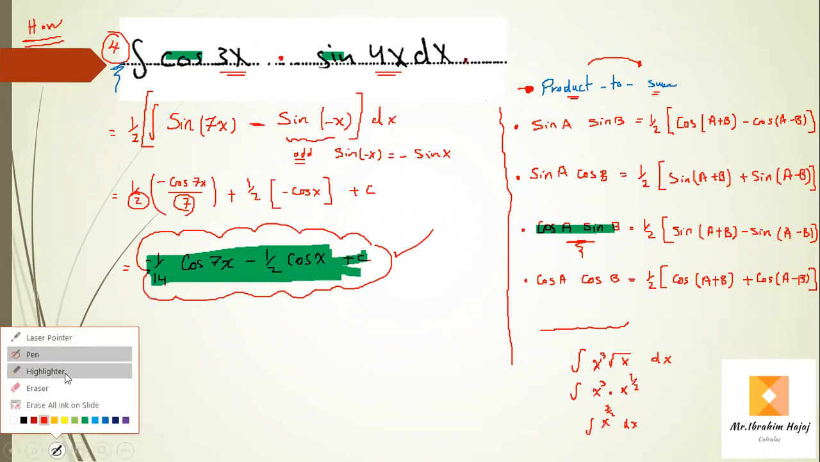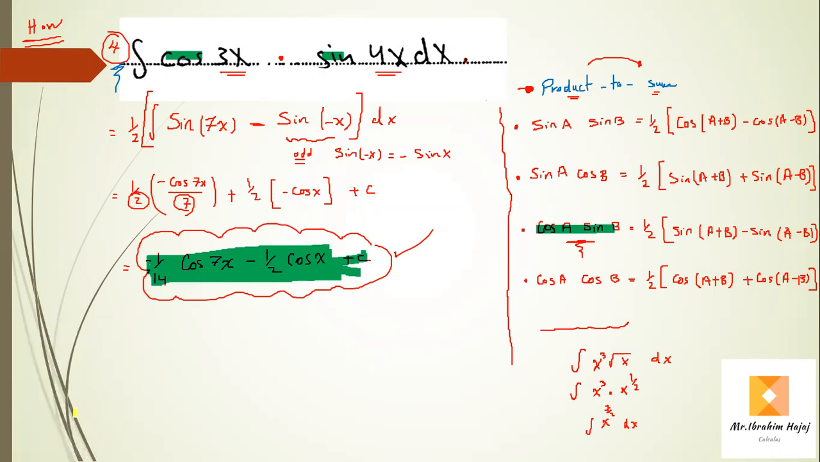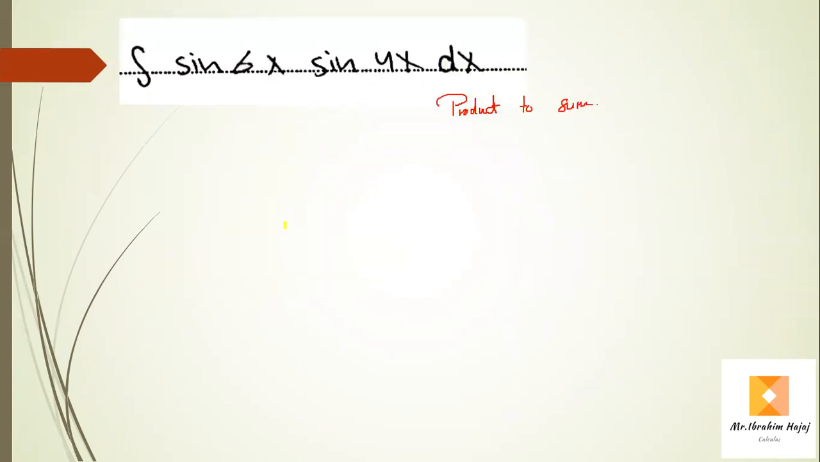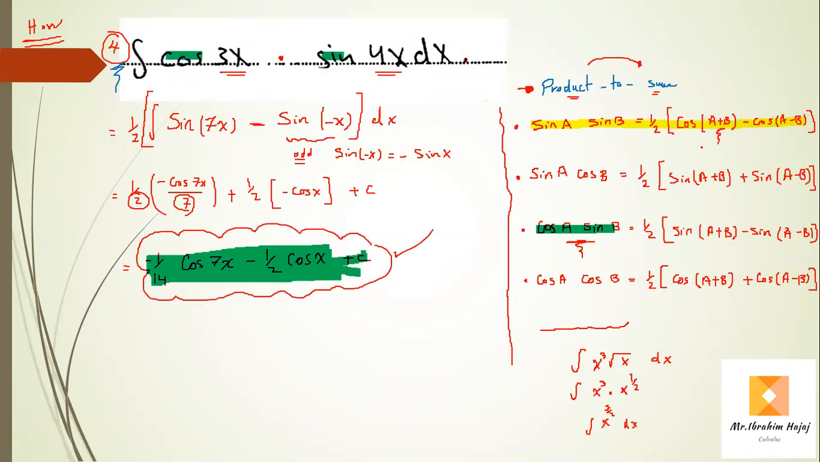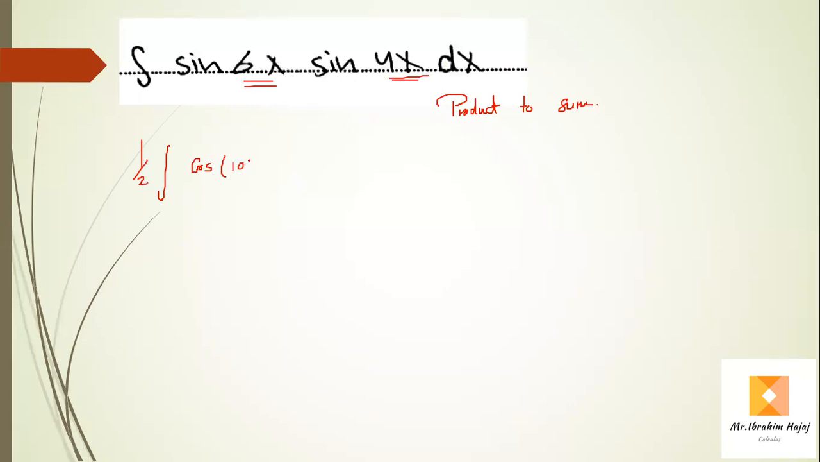We use the identity: half cosine A plus B minus cosine A minus B. Write the formula first: 1/2 the integral of cosine A plus B, the sum of these two angles, minus cosine A minus B, the difference. So the first is plus: cosine 10x, and the second is minus: cosine 2x.